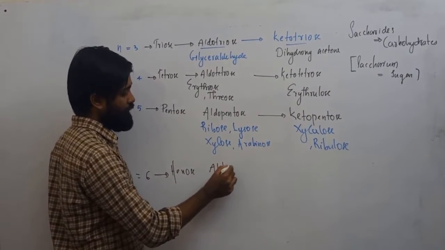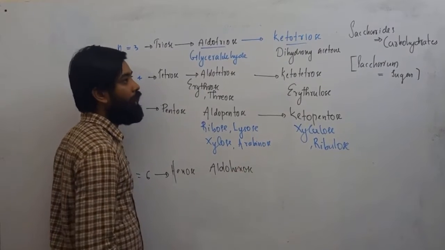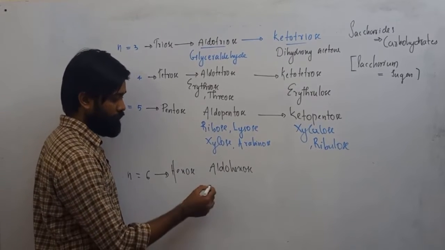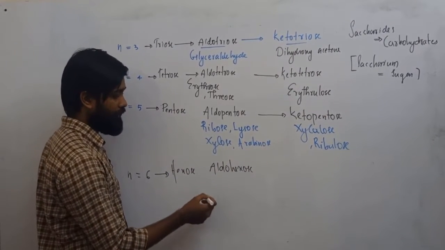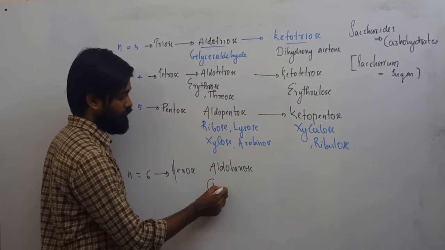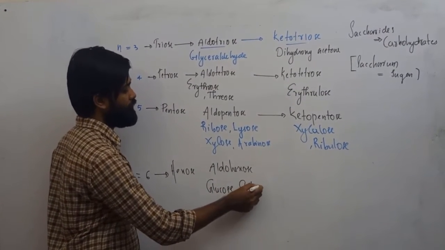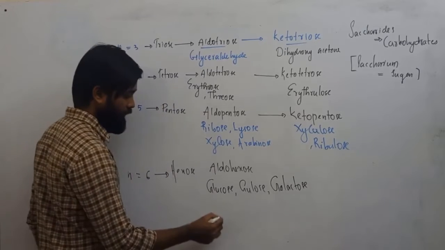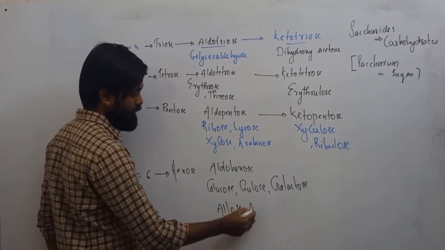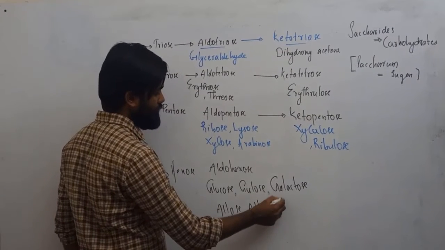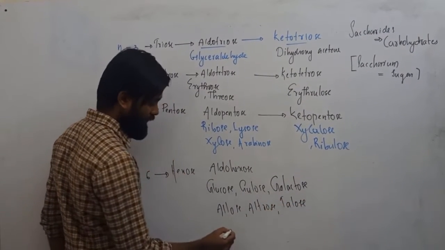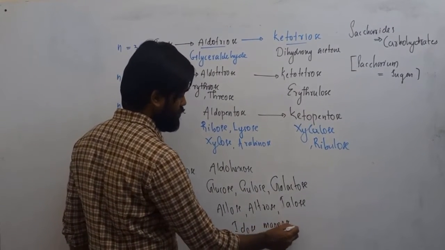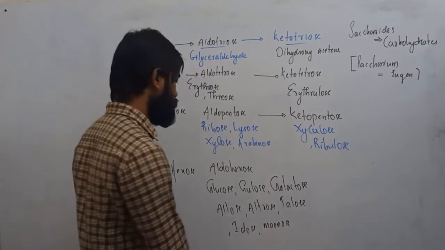Aldohexose are examples of our glucose category. There are 8 examples: glucose, gulose, galactose, allose, altrose, talose, idose, mannose. So these are the 8 examples in aldohexose.